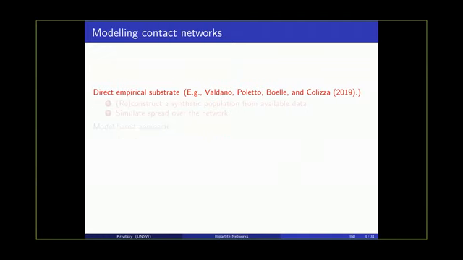Okay, so first, a word on modeling. There are two main approaches. One is a more direct approach, such as what Vittoria Colizza presented the other day, where you reconstruct a synthetic population from the available data and then you simulate the spread over the network. That's one empirical approach.